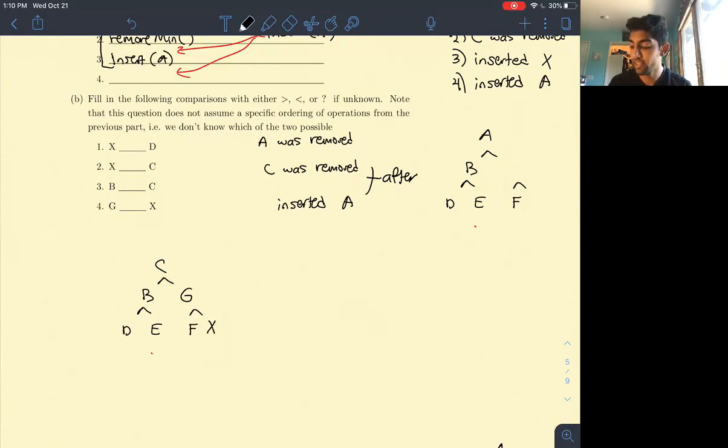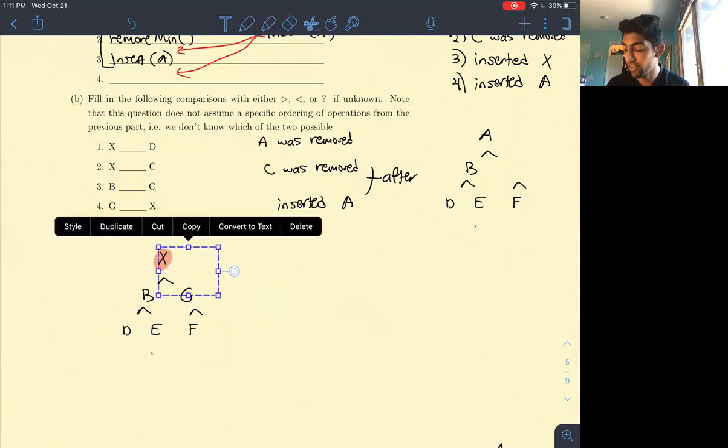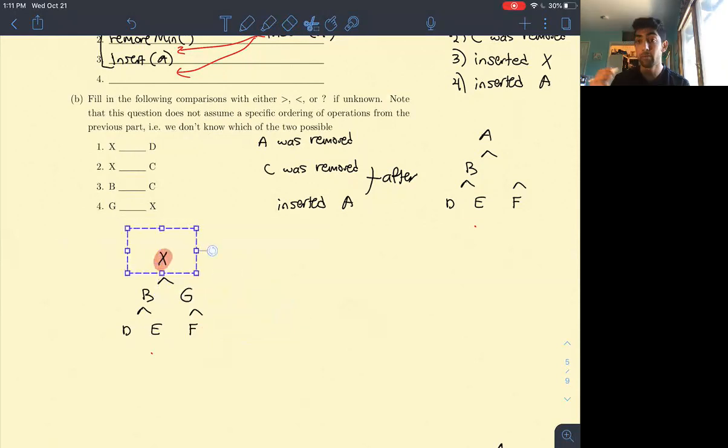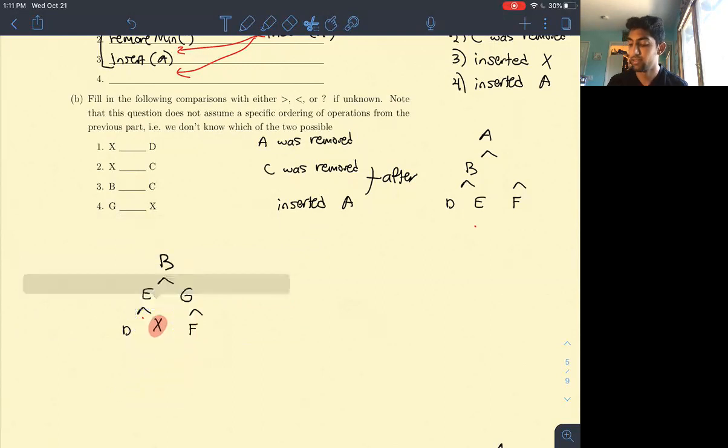The reason for this is that we need to insert X before removing C so that after removing C, X gets promoted to the top, and then X, using sinking or bubbling down, will bubble down to this spot, right? And then B and E will get swapped. So just reiterating, we want to insert X before removing C so that X gets promoted to the top and bubbles down to its correct spot in the final configuration.